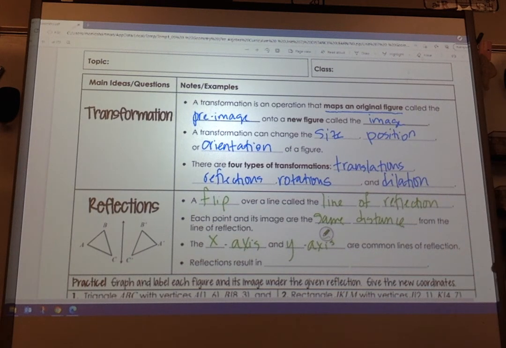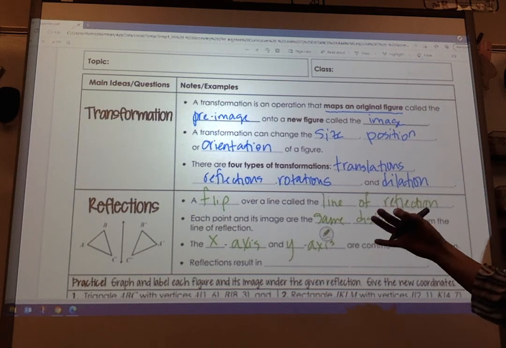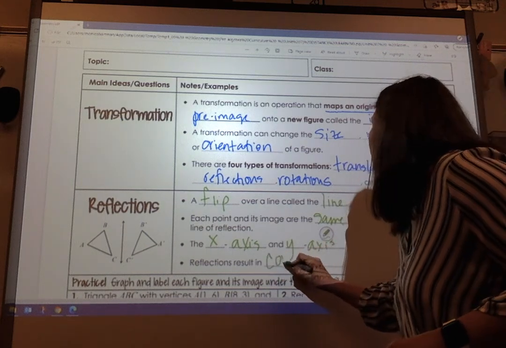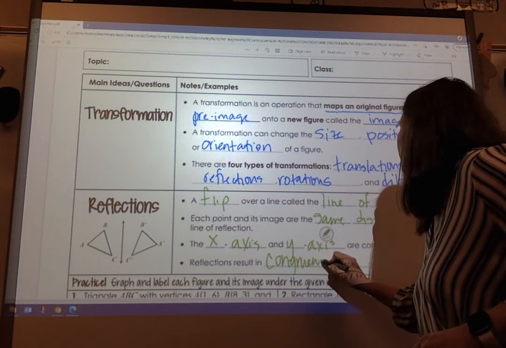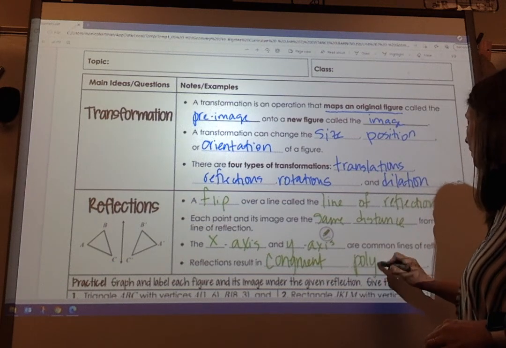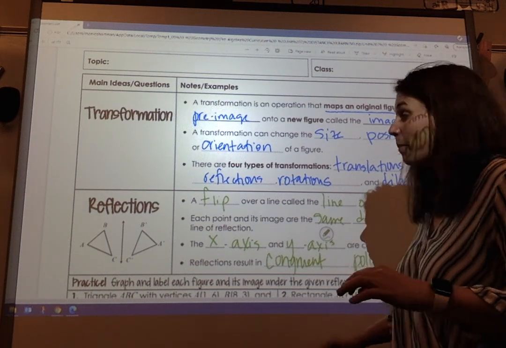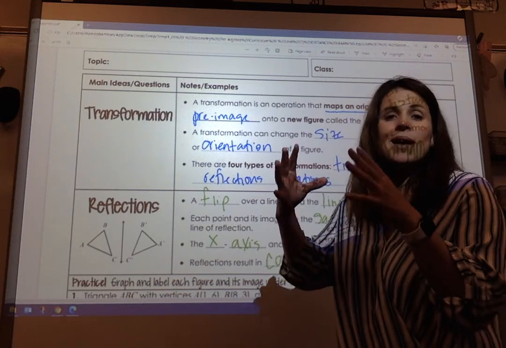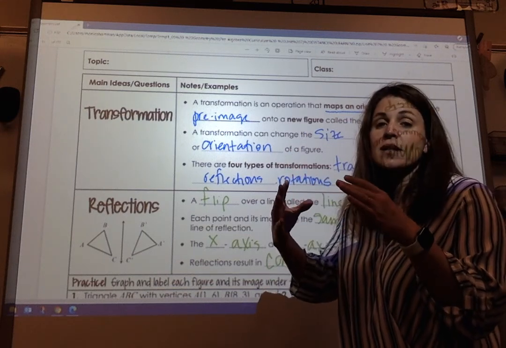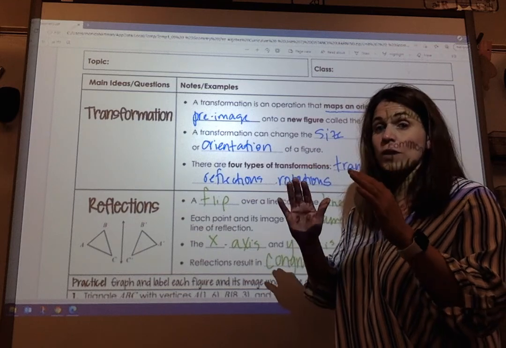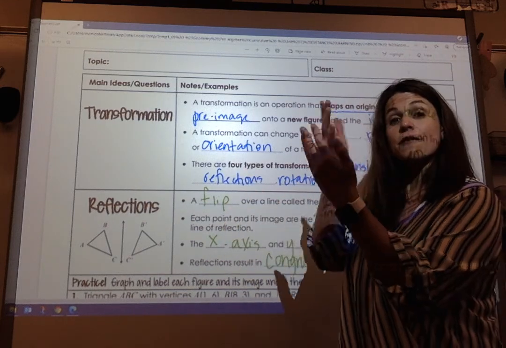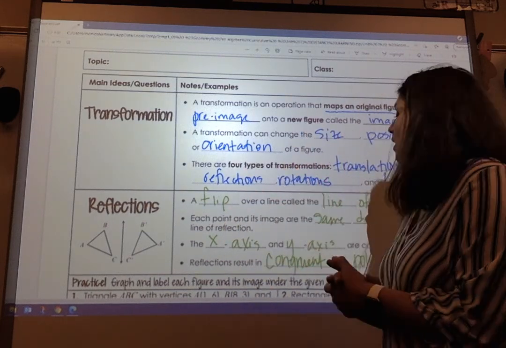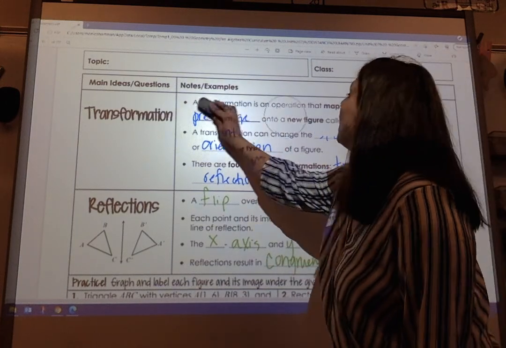And what do reflections result in? They result in congruent polygons. So we know what congruent means, that everything, the shape, remains the same. Angles are the same, sides are the same, distance. The only thing that changes in a reflection is it's a flip across an axis. So let's talk about how we find them.